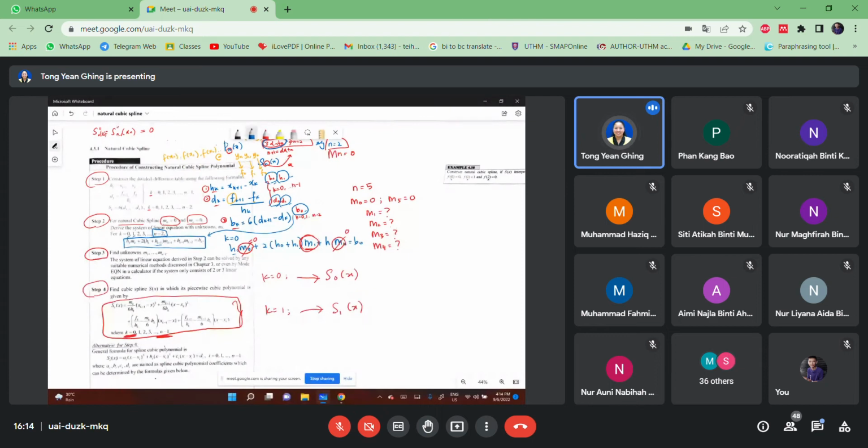Let's say we have 3 data points. I draw a graph. We have a graph with 3 data points: 1, 2, 3. From here to here, this is S0(x). And from here to here, this is another polynomial, S1(x). So these two together will make up this f(x).